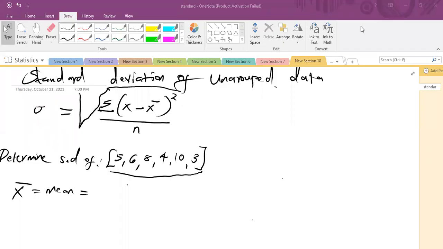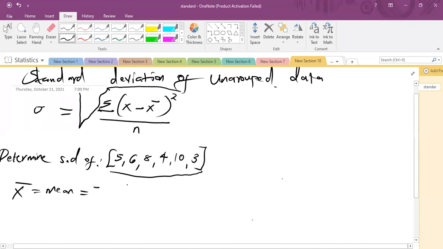So mean is equal to 5 plus 6 plus 8 plus 4 plus 10 plus 3, all this divided by the number. And how many do we have? 1, 2, 3, 4, 5, 6. So all this divided by 6. And if we add all this up and divide by 6, what does that give?